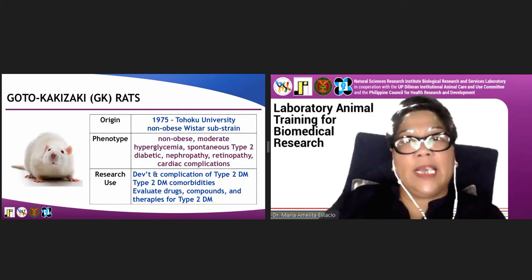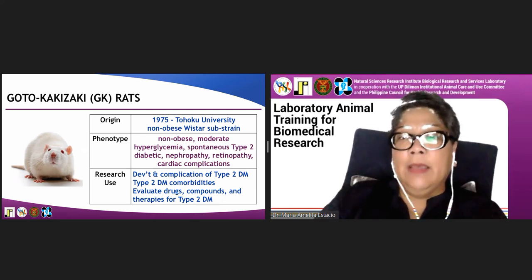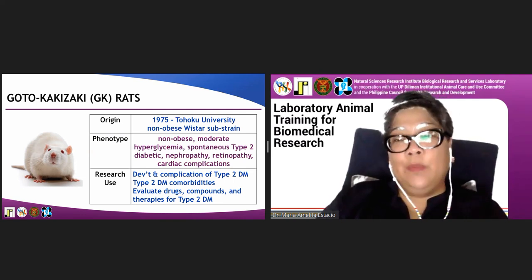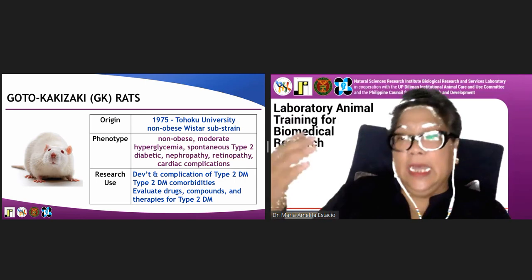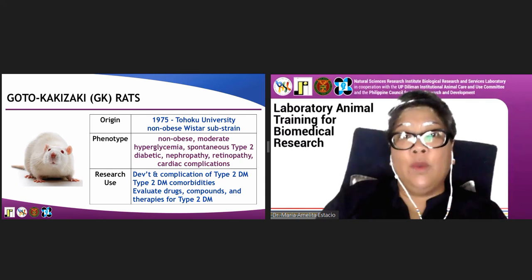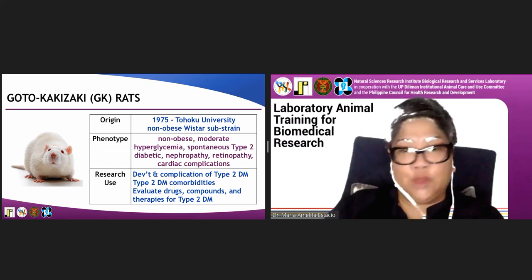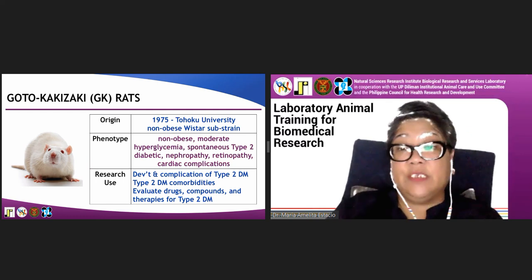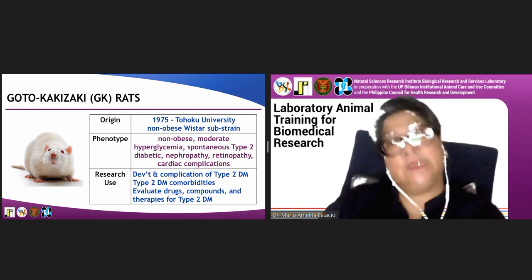So the Goto Kakizaki rat, or GK rat, is a non-obese Wistar substrain, and this is a type 2 diabetic rat model. They develop clinical signs of nephropathy, so the kidney signs, retinal problems, and cardiac complications of type 2 diabetes mellitus. So if you want a bigger model for type 2 diabetes with these clinical symptoms, this is the rat of choice. You can do research on these complications of type 2 diabetes and evaluate drugs, compounds, or therapies for these particular complications.